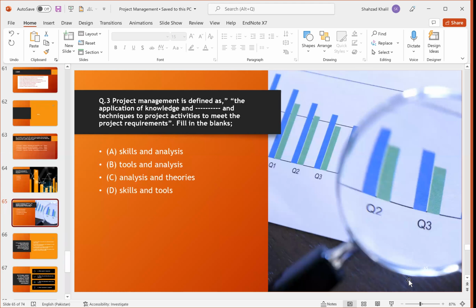Project management is defined as the application of knowledge, dash, and techniques to project activities to meet the project requirements. Fill in the blanks. Skills and analysis, tools and analysis, analysis and theories, skills and tools.